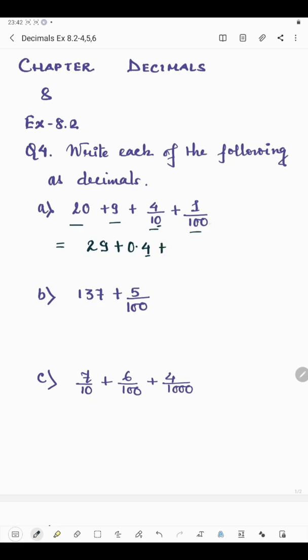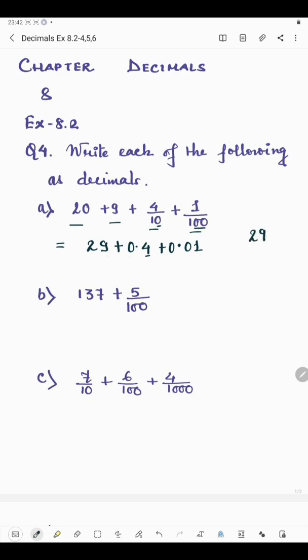Then we have plus. Again here we have two zeros in the denominator. So to convert it into a decimal, we will have to put a decimal point, and after the decimal we will have to put two places. Now here we have only one digit, which is 1. So we will have to make two places by putting 0. So it's 0.01.